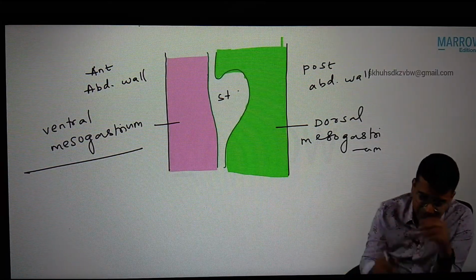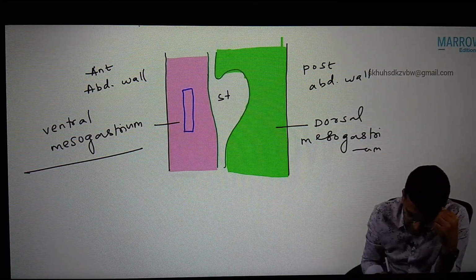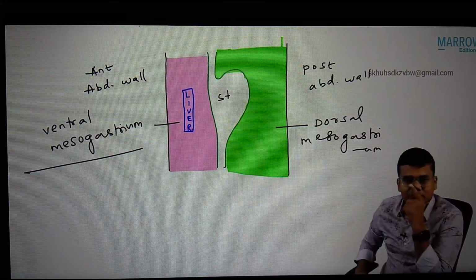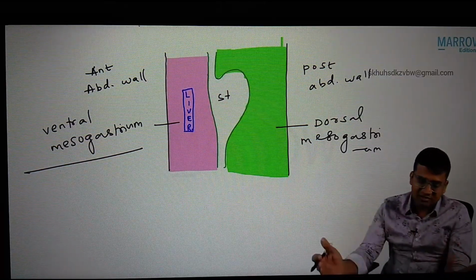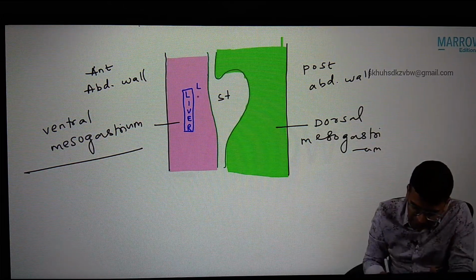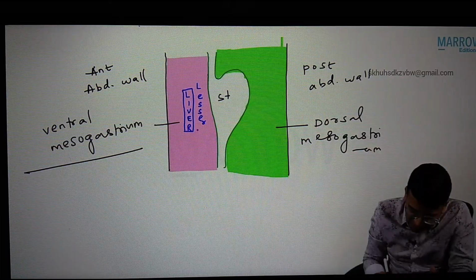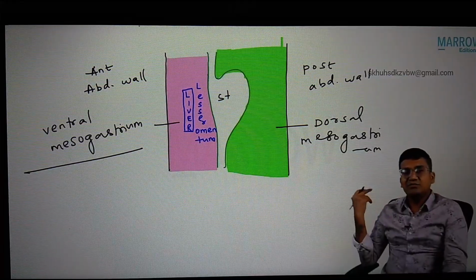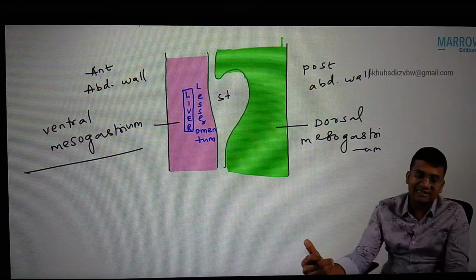Now in the ventral mesogastrium, liver is formed. Now we have the peritoneal fold from the stomach to the liver. The ventral mesogastrium from stomach to liver is forming lesser omentum. I am writing lesser omentum here. So this part will form the lesser omentum. So lesser omentum is derived from ventral mesogastrium, that is, the ventral mesogastrium present between the stomach and the liver.